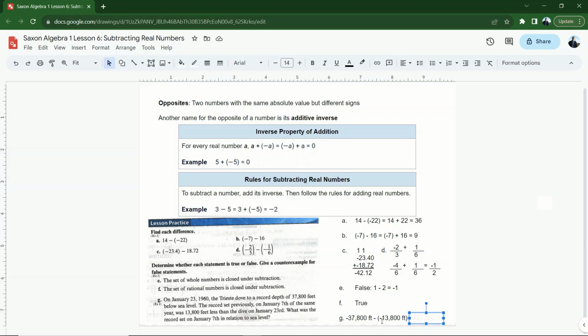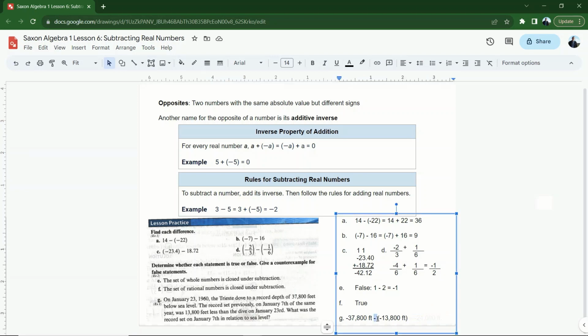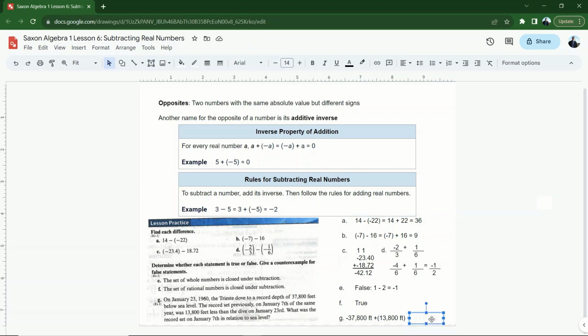And I can do this one without actually having to set this up as a long addition problem. Because I'm going to change this now to plus, the opposite. So it's going to be negative 37,800 plus, and then I'm going to add the opposite, plus 13,800 feet. When I do that, I'm going to end up finding the difference between these two numbers. I find the difference between these numbers is 24,000. And then I need to keep the sign of the one that has a larger absolute value. 37,800 has a larger absolute value, so I'm going to keep it negative. So the original dive was negative 24,000 feet.